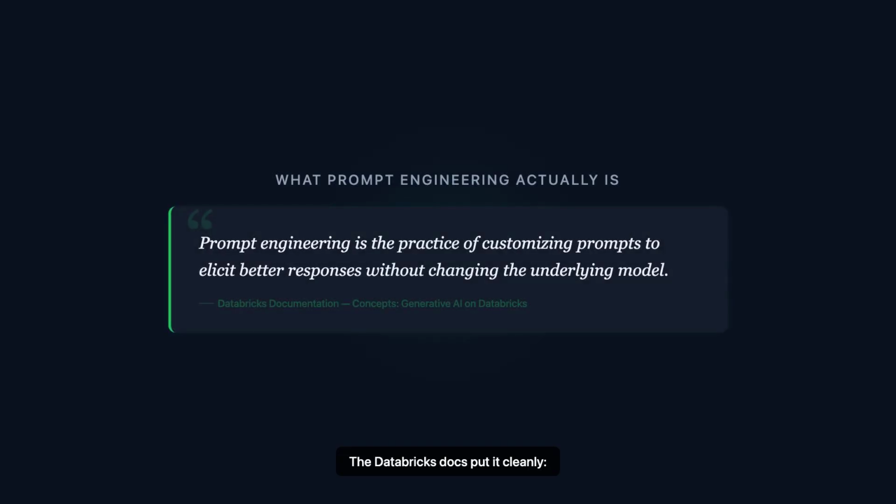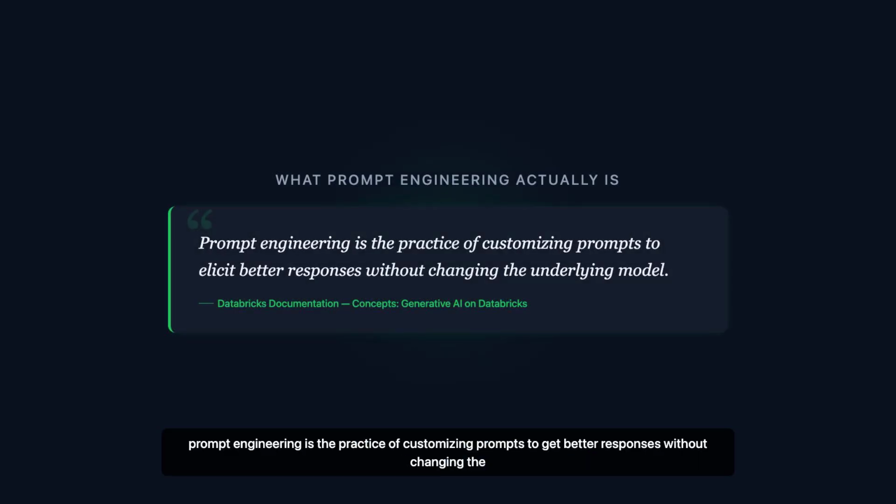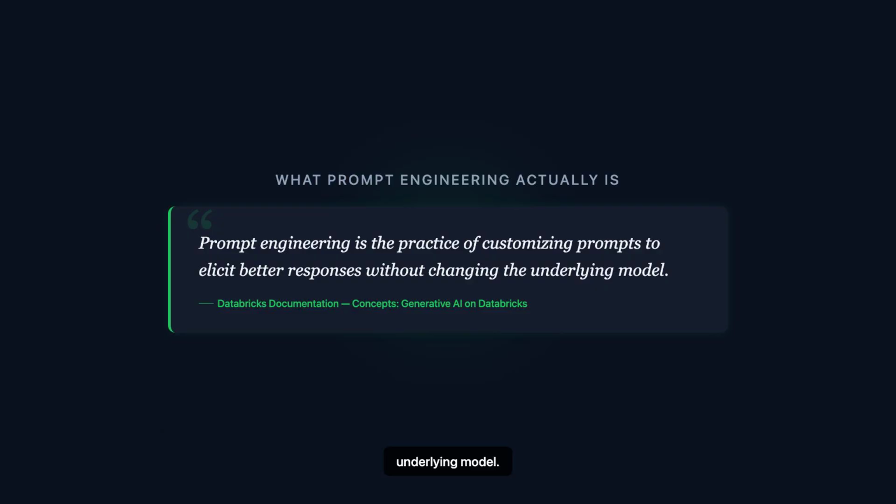The Databricks docs put it cleanly. Prompt engineering is the practice of customizing prompts to get better responses without changing the underlying model. That last clause is the whole point. You don't need a different model, you need a different prompt. It's the cheapest, fastest, highest leverage lever you have as a generative AI engineer, and it's where every reliability investigation should start.